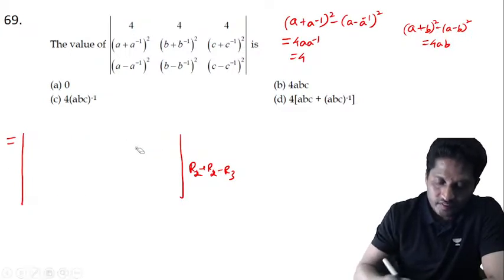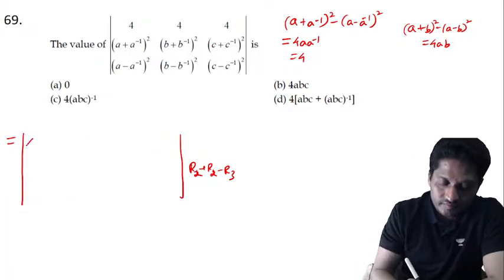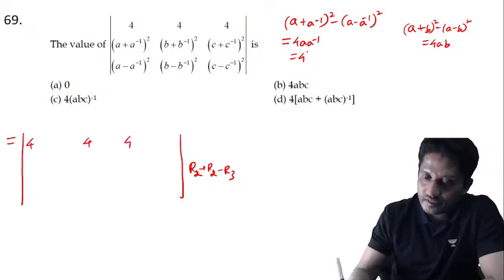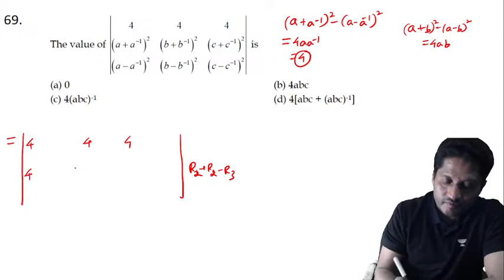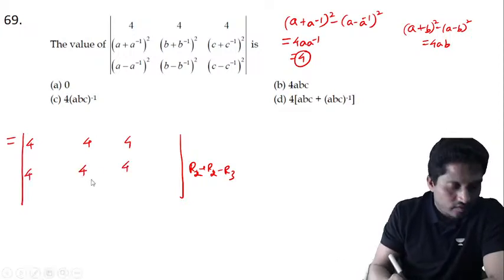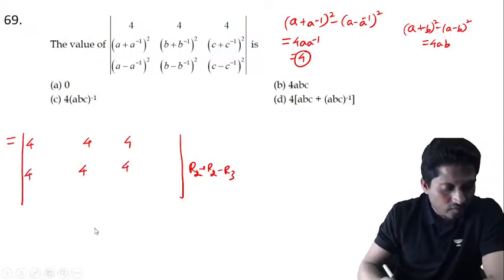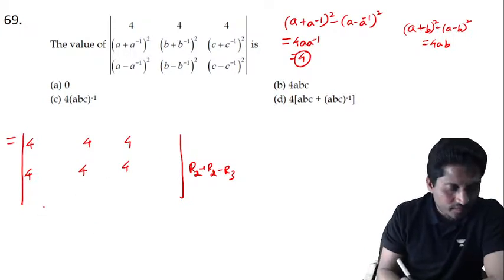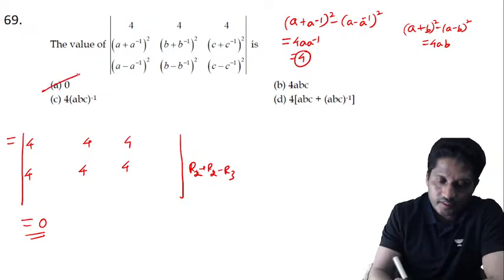So if I substitute, this is equal to 4, 4 and 4. 4AB means I'm getting 4. Similarly, this will be 4, this will be 4. Right? Two rows are same. Answer will be equal to 0. Answer is option A.